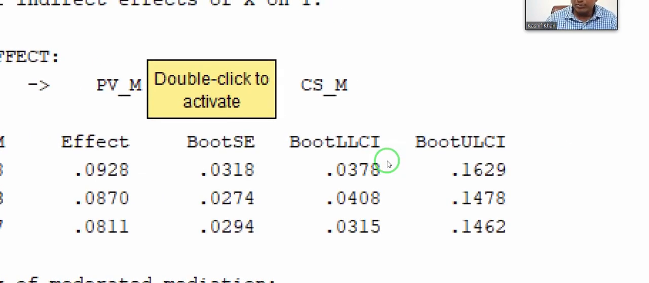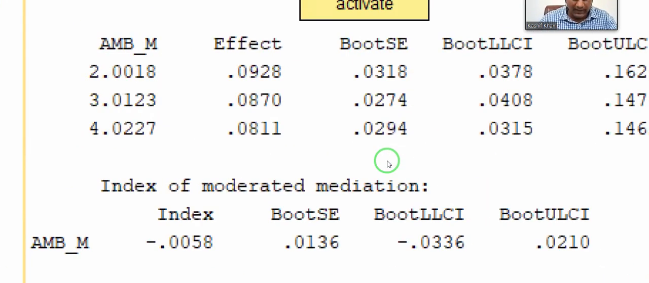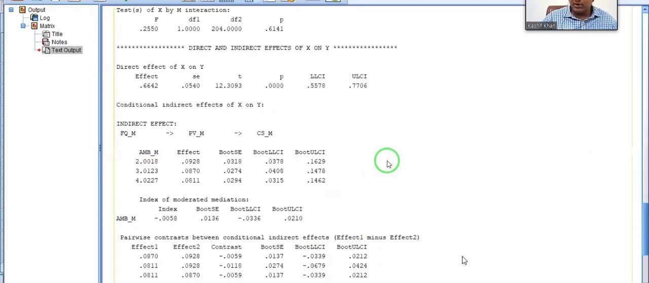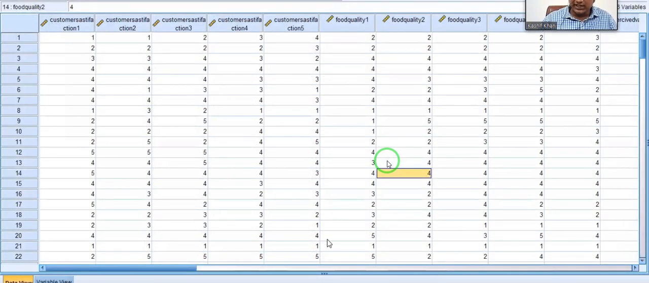And how do I determine mediation? By looking at the LLCI and ULCI values. None of these values, between low and high, and again between low and high, contain a 0. So we can say that mediation is still going on, but the moderation is not going on. Okay, that's about it. I believe it was helpful for you guys.